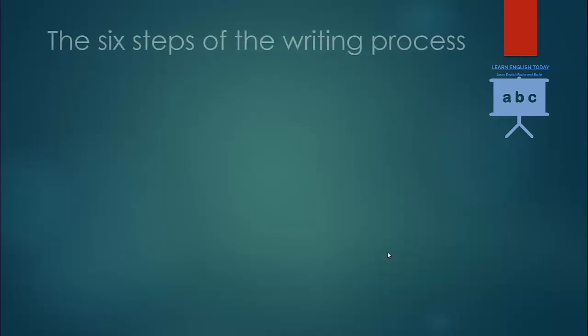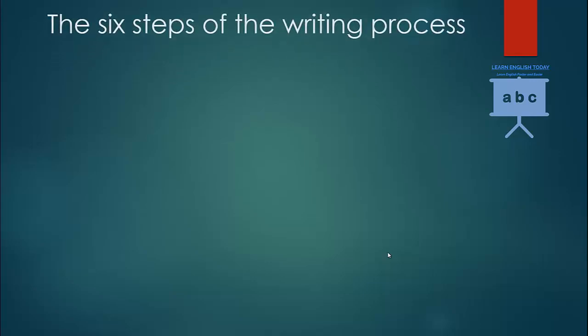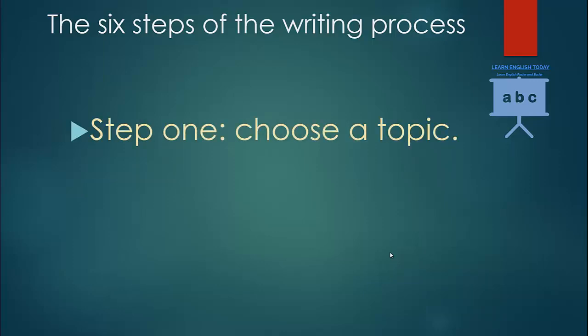Okay, first of all we are going to have the process writing steps. So there are 6 steps in the writing process. So what are these 6 steps? We are going to learn them one by one. The first step is called what?